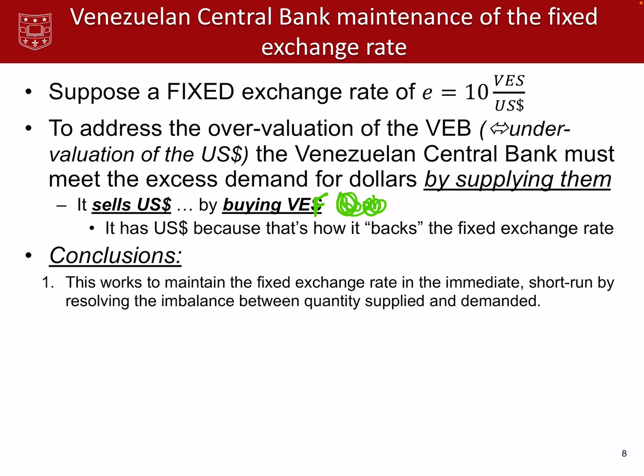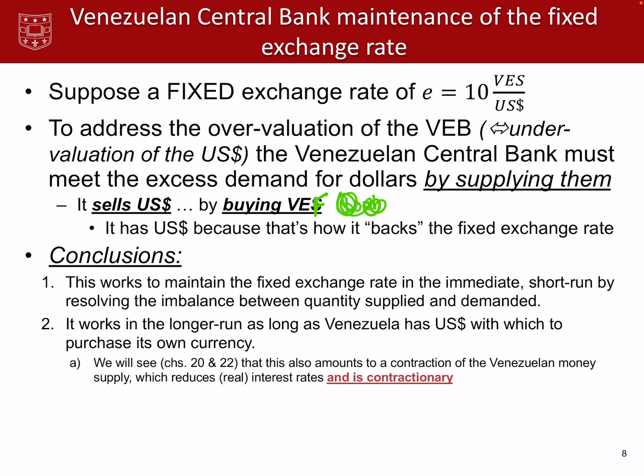So it has dollars because that's how it backs the fixed exchange rate. So this works in the immediate short run because to maintain the fixed exchange rate requires resolving that imbalance between quantity supplied and quantity demanded. So specifically, there's a shortage of dollars, and the Venezuelan central bank satisfies that by selling dollars in the foreign exchange market.